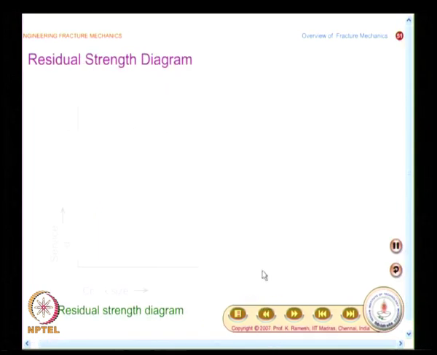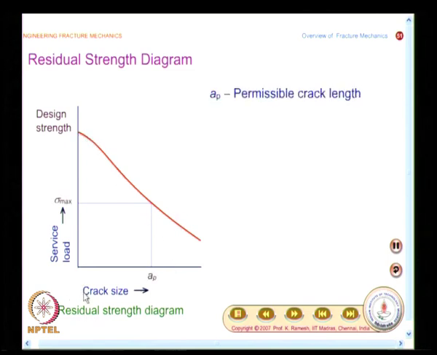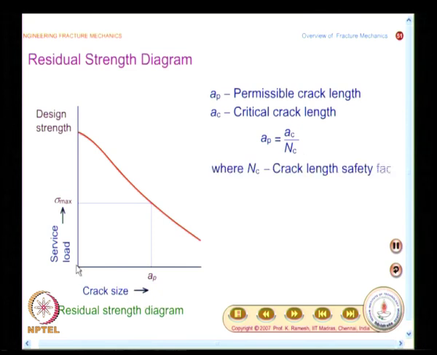And we have already said that we need to find out, for a given crack length, what is the residual strength, and this is again shown schematically. You have crack size plotted on the x axis. So, when you have no crack, or crack length is 0, you have the conventional design strength.